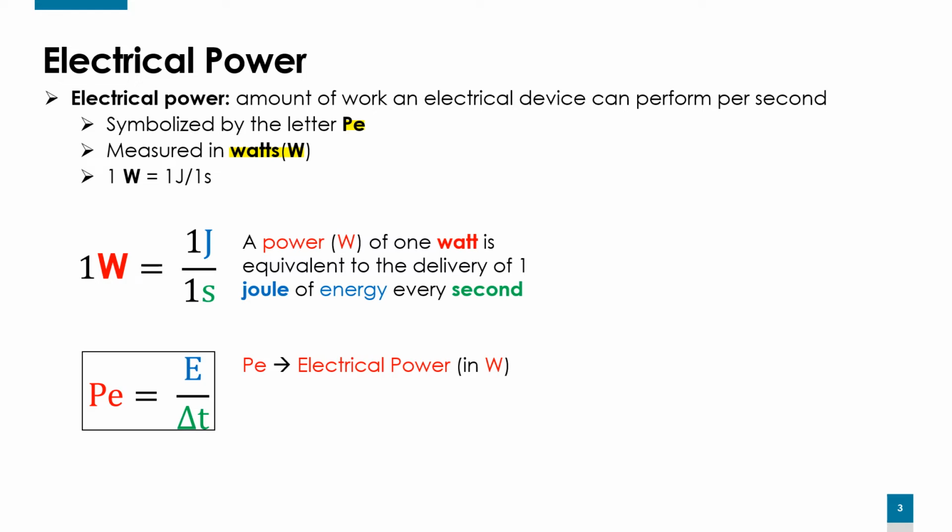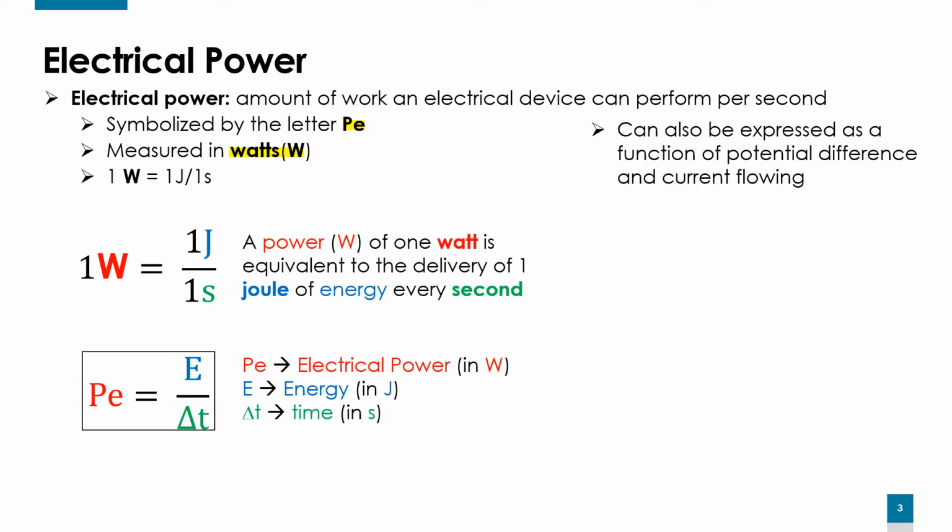Electrical power is P, and we measure it in watts. E is the energy that we measure in joules. And delta t is the time that we measure in seconds. But this power can also be expressed as a function of potential difference and current flowing. So remember potential difference, V, and current flowing, I. If you don't know what I'm talking about, you need to come back to the previous video, okay, to learn about potential difference and current flowing.